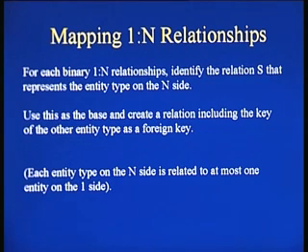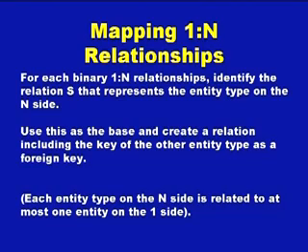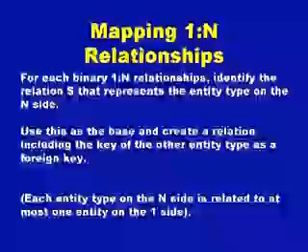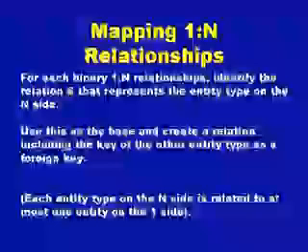That is, for each binary 1:n relationship, identify the relation S that represents the entity type on the n side. Why is this so? Because each entity on the n side uniquely identifies a department, that is, uniquely identifies the entity on the other side. Therefore we can use the primary key of the entity type on the other side as a foreign key in the base relation. Therefore use this as the base relation and create a relation including the key of the other entity type as the foreign key.